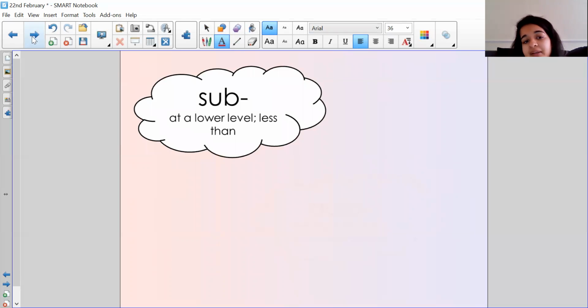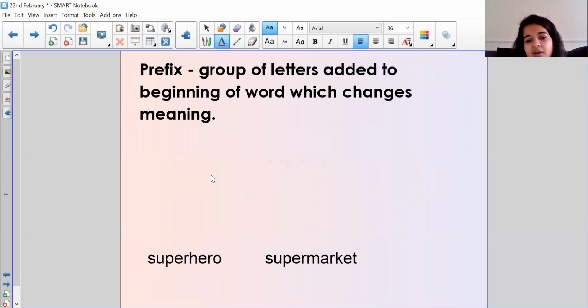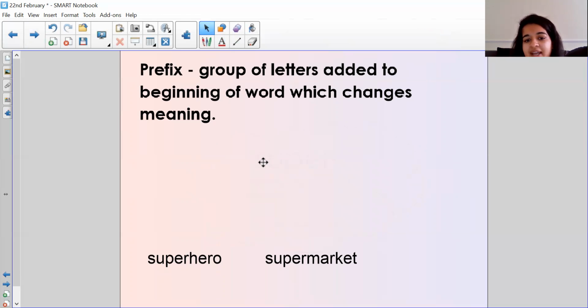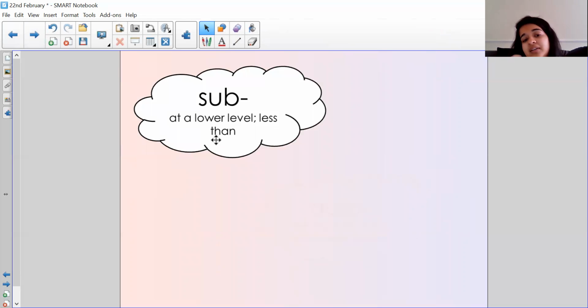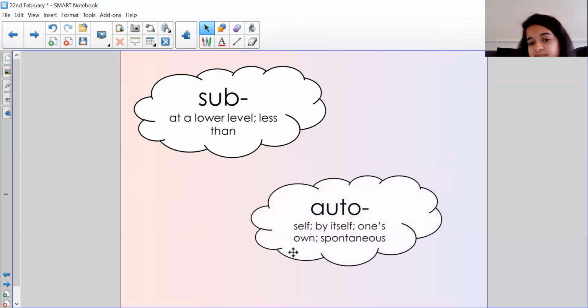Then we've got sub. Now, whereas super was above and beyond at a higher level to an extreme, sub means at a lower level. It's less than. It's almost the opposite of super. Okay, not quite, but almost. You can link it together those ways. And then finally, you've got auto.